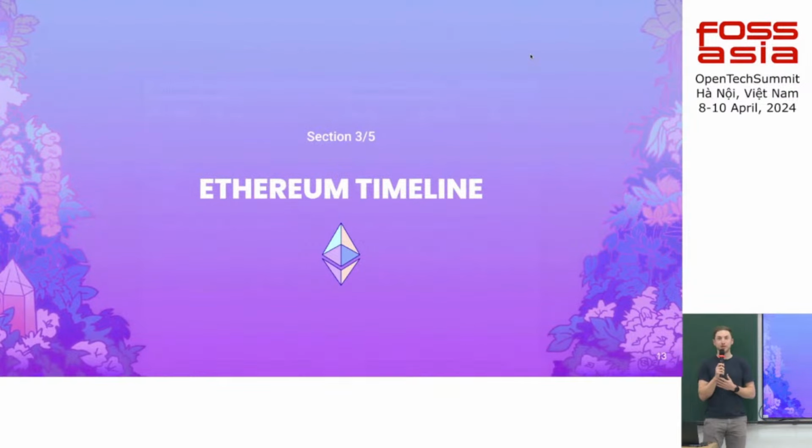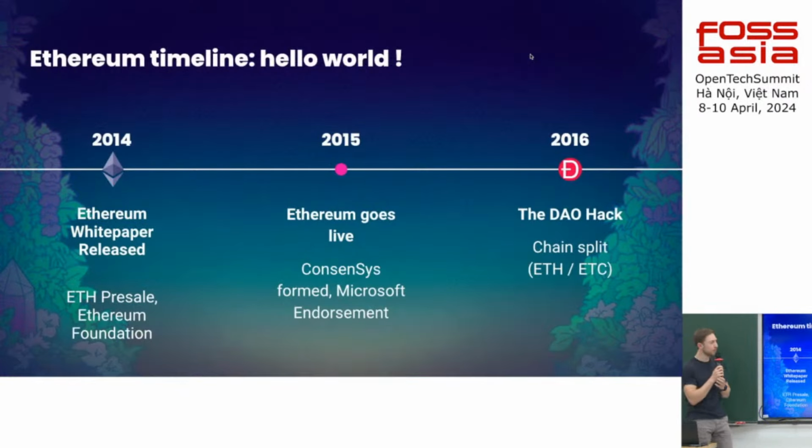Now I will try to give you a rough overview of the timeline of Ethereum, so that you get an idea of the different terms and of what we've been through since the creation of Ethereum, and hopefully a better idea of where we stand. As I mentioned, it was created in 2014 when the Ethereum white paper got released. The ETH presale happened. The Ethereum Foundation that we're part of got created mainly to support the development of the protocol, but also to support the ecosystem as a whole.